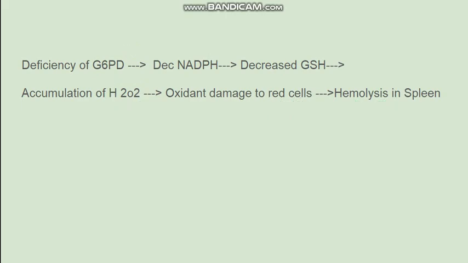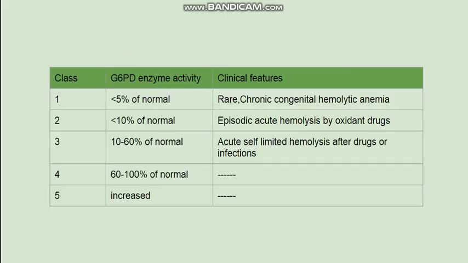Now, going to the main categorization. What is the categorization in G6PD enzyme deficiency? It depends upon the G6PD enzyme activity. So it can be characterized as class 1 if the G6PD enzyme activity is less than 5% of the normal. This form of category is very rare. It is the severest form and it will cause congenital hemolytic anemia.